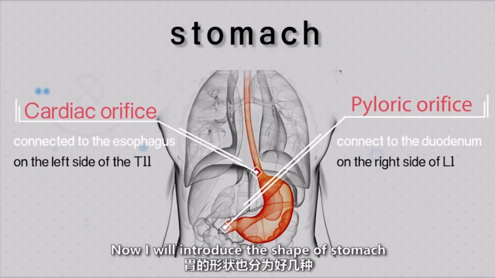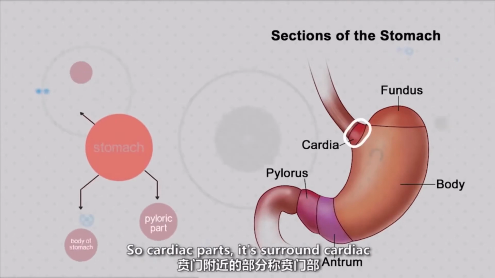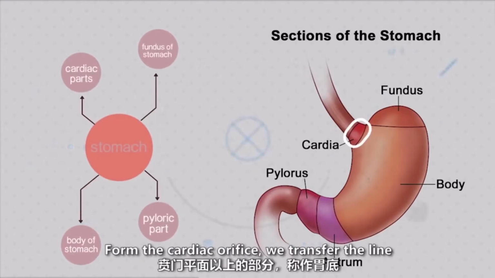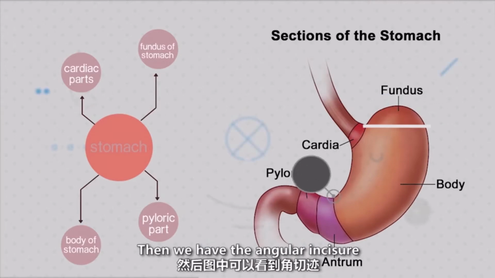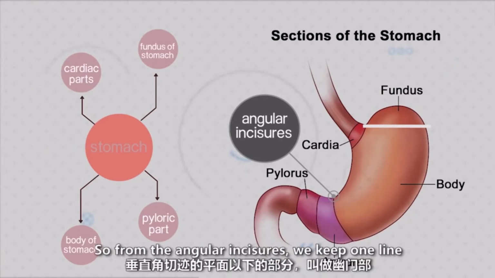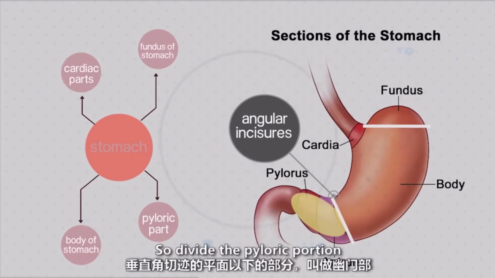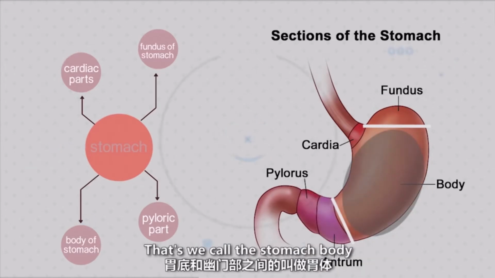So I will introduce the shape of the stomach. Let's divide it into 4 parts. Okay, the cardiac part surrounds the cardiac orifice. From the cardiac orifice, we draw a transverse line. Above this line is what we call the fundus. Then we have the angular incisure. Okay, so I will show you here. From the angular incisure, we draw one line that divides off the pyloric portion. So between the fundus and the pyloric portion is the body, what we call the stomach body.